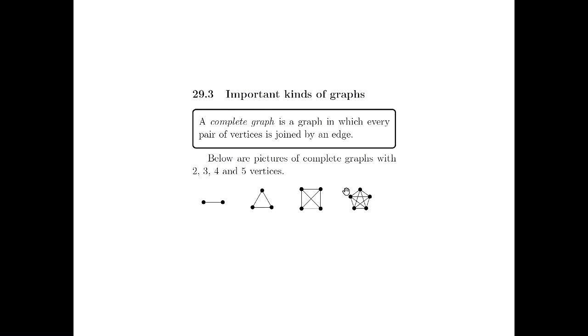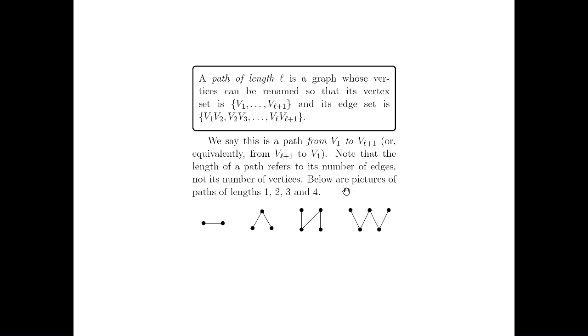If any pair of vertices is joined by an edge, then it's a complete graph, right? Okay, that's complete graphs. So the next thing is going to be paths. And paths, again, hopefully these names give you some intuition as to what they look like.